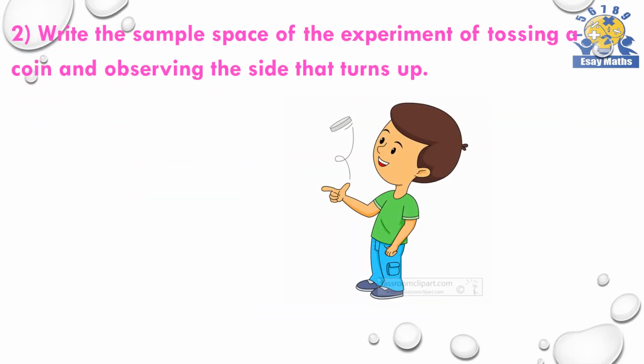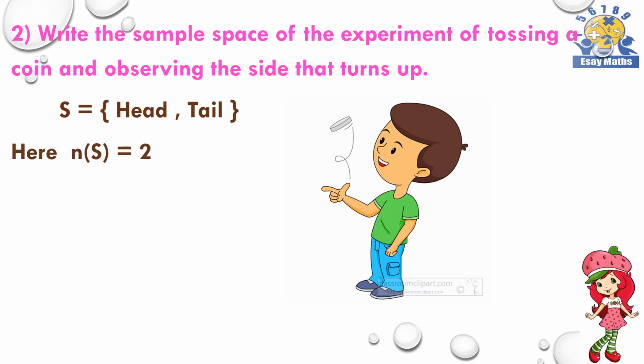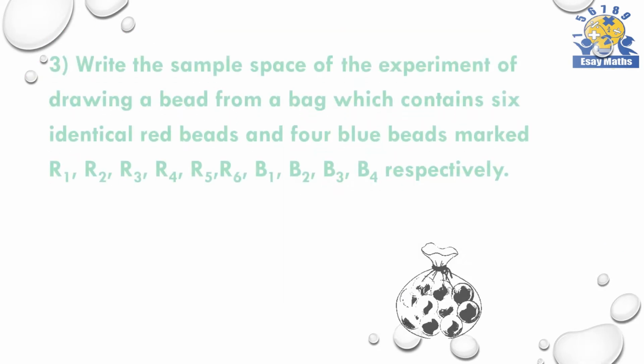Second one, write the sample space of the experiment of tossing a coin and observing the side that turns up. What are the possible outcomes? Head and tail. So the sample space is equal to the set with the elements head and tail. Here the number of elements in the sample space is 2.